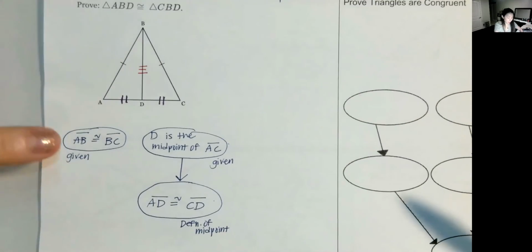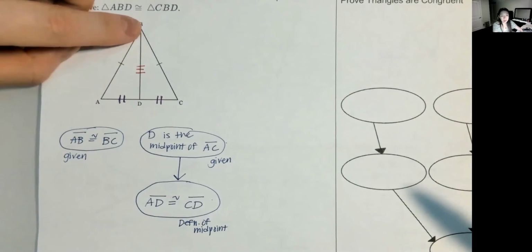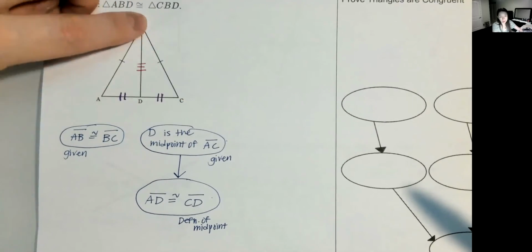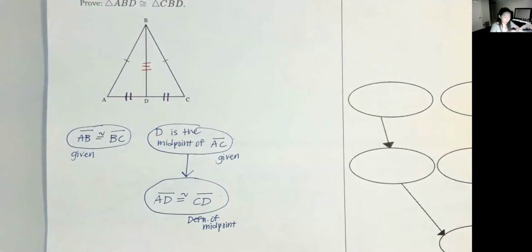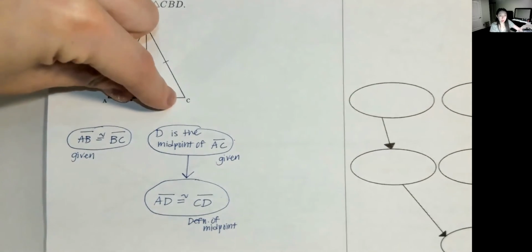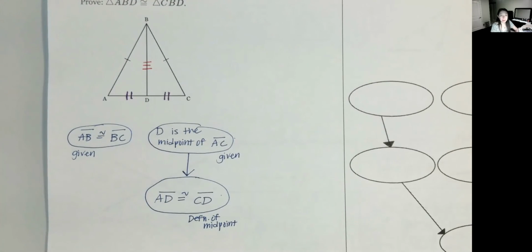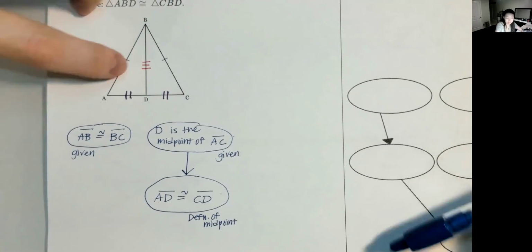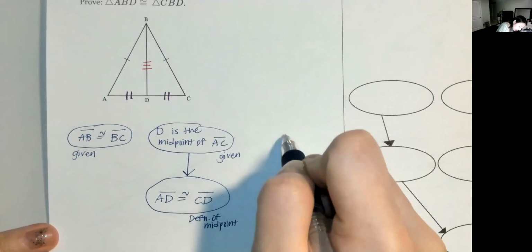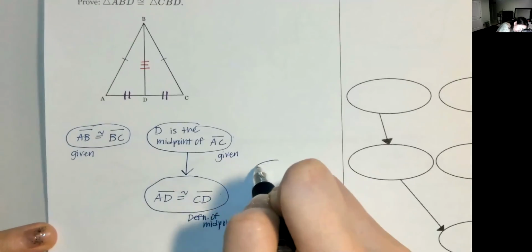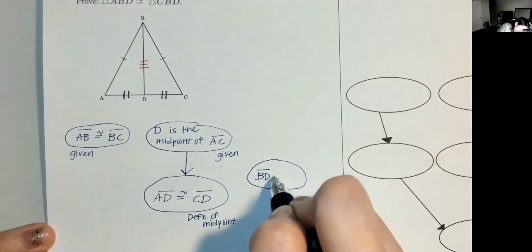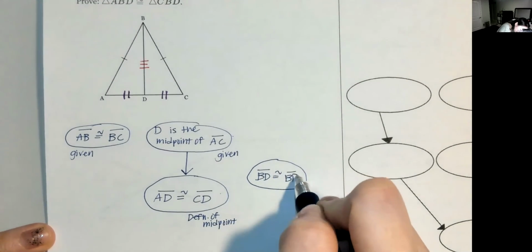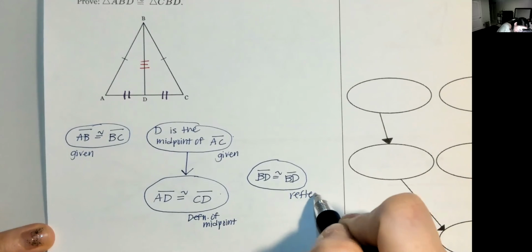And then we're going to leave that alone because that was another piece of information about the triangle that we already know. We found congruent parts by the tick marks. We found congruent parts by the definition of a midpoint. And then the last one, hopefully your favorite, reflexive property. Side BD is congruent to BD by reflexive property. They share it.